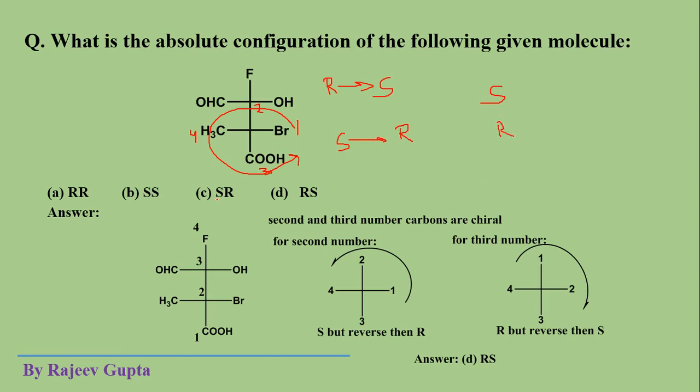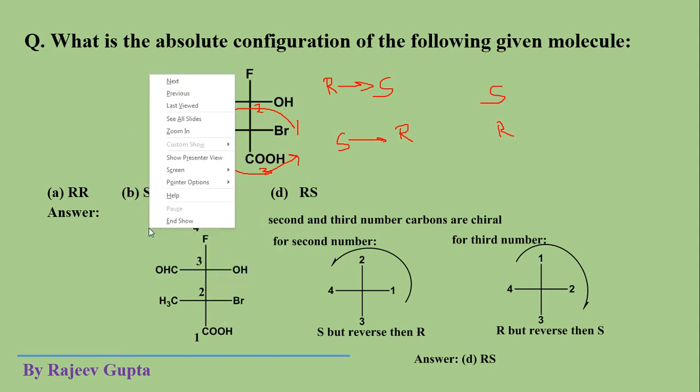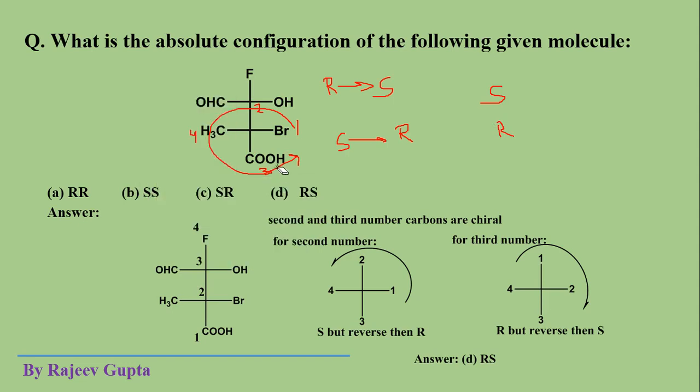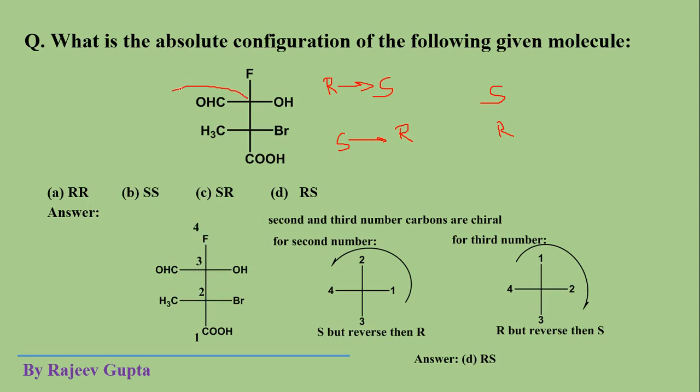Now I erase these things. So this one is S and this chiral center configuration is R. Now what will be the correct option? A, B, C, D. What should be the correct option?